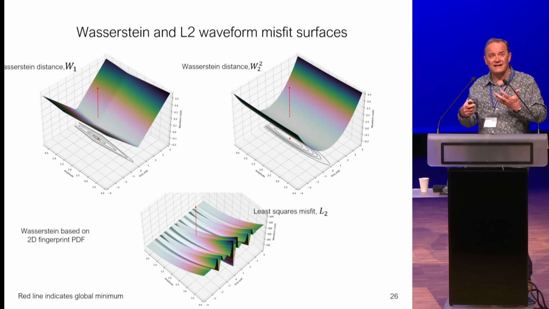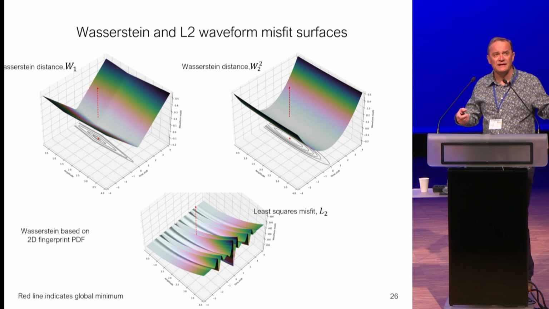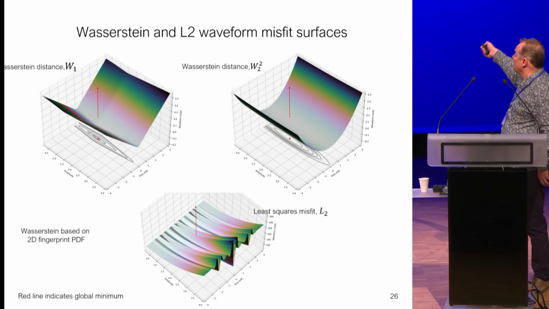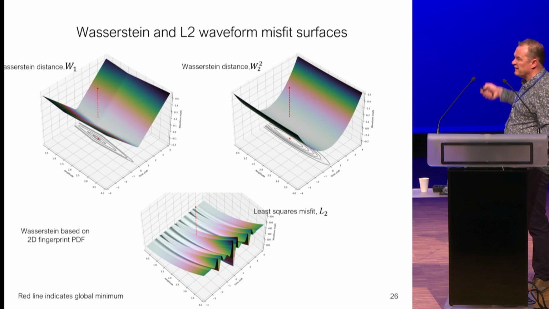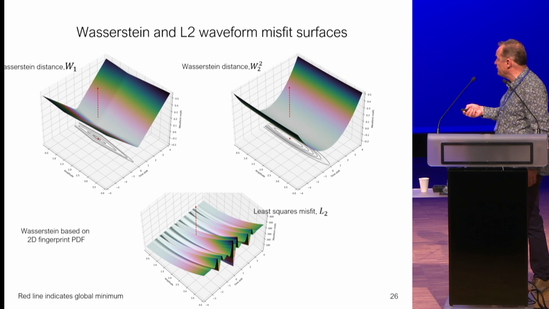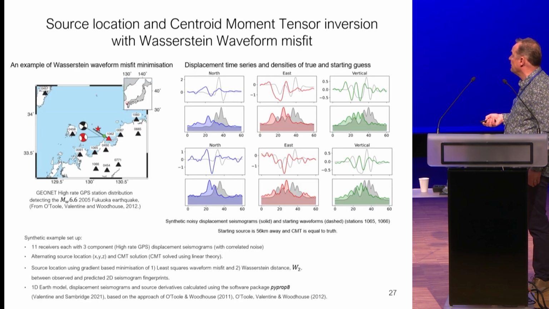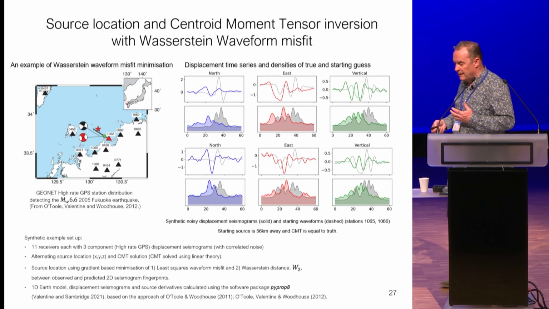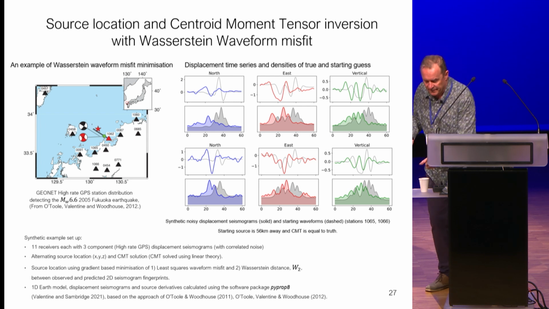So with these ideas, we carry over that simplicity. We get a nice single global minimum misfit for this toy problem, whereas the least squares naturally has many folds, increases, and local minima. Now, full details are in the paper.